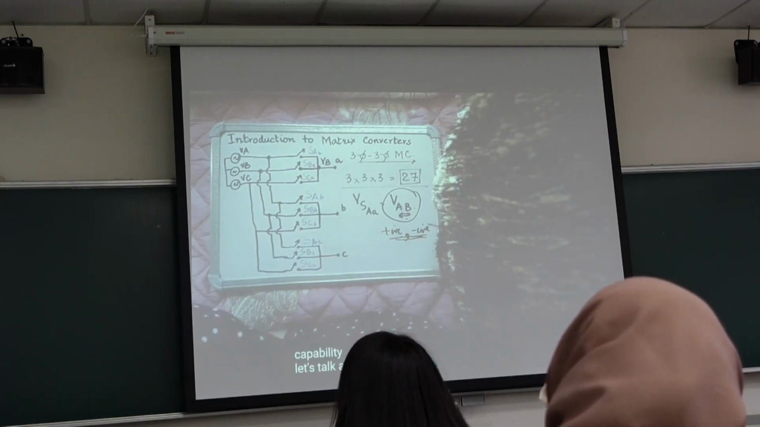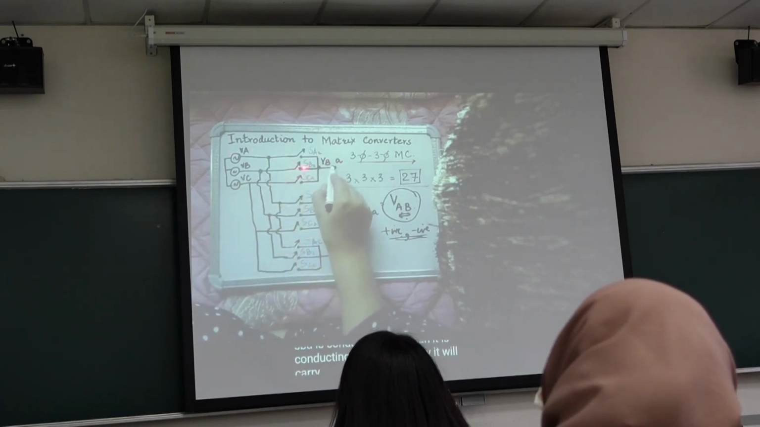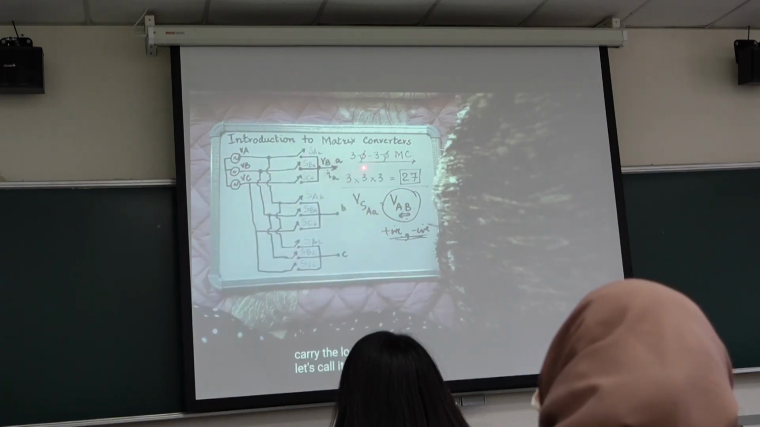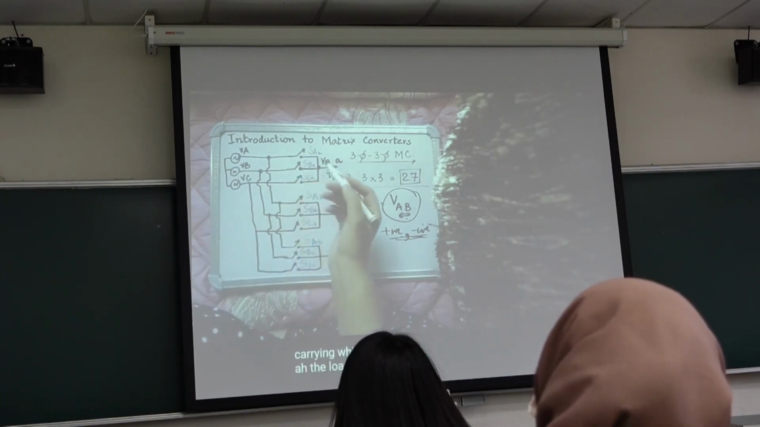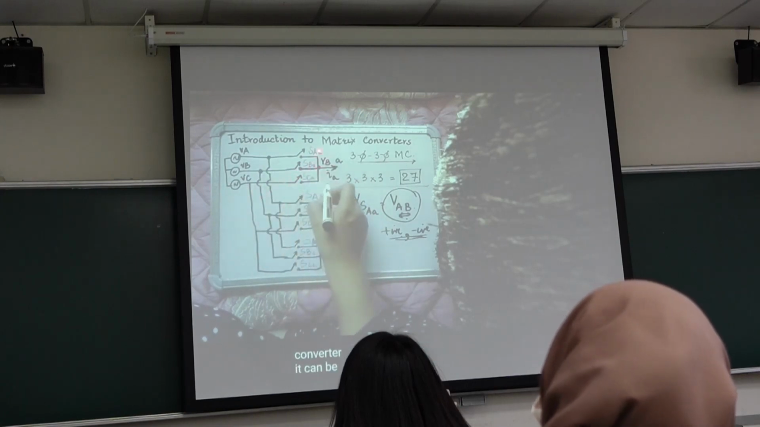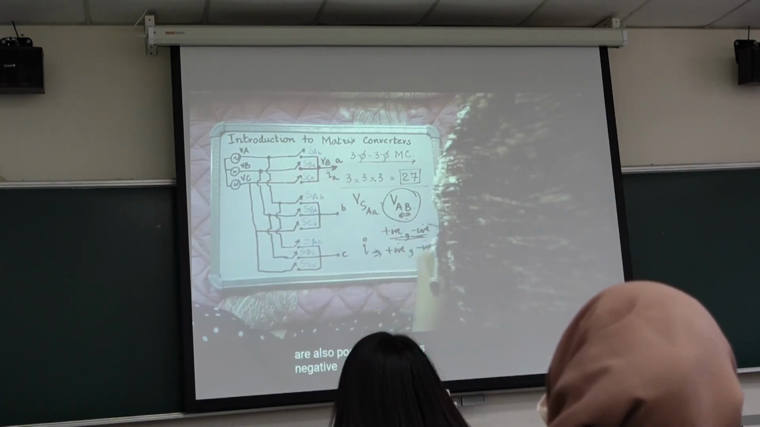Let's talk about the currents to be carried by the device. Suppose this SBA is conducting. When it is conducting, what will it carry? It will carry a load current, small a, right? Now this load current that SBA is carrying is an AC current, of course, because it's an AC load. It can be positive or it can be negative.